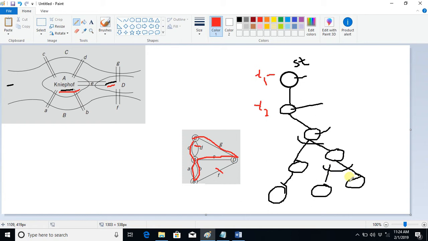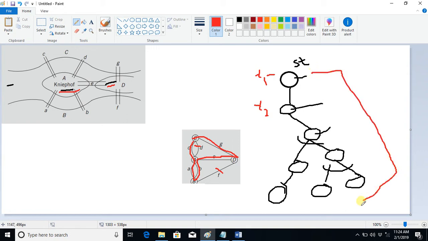So this problem may be a flow chart of programming, or it may be a solution of a quadratic equation, or it may be some other statistical or mathematical problem. But we can represent any problem using this concept of graph.